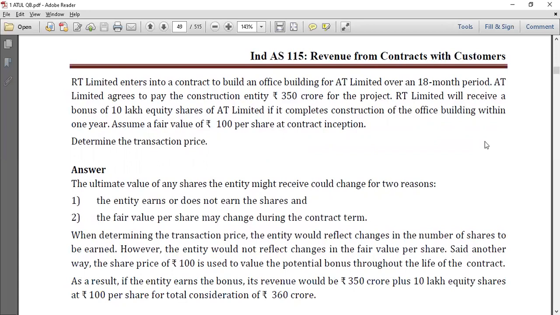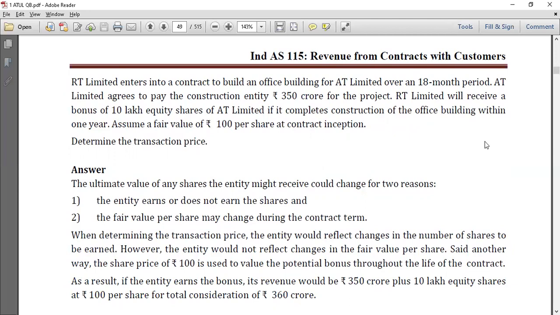Now assume that the fair value of one share is 100 rupees at the contract inception. So what is the total? 10 lakhs into 100 rupees, that is 10 crore, right? After that, 10 crore plus 350 crore in cash, the whole transaction price will be 360 crores. Let's go to the answer.